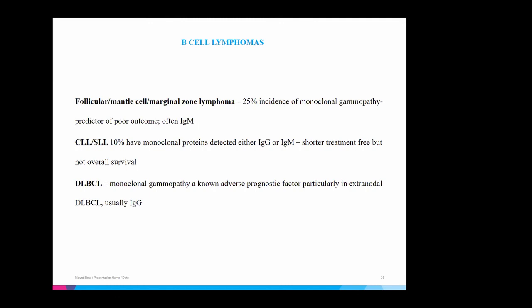Patients with diffuse large B-cell lymphoma may have monoclonal gammopathies, and these are known adverse prognostic indicators in those patients, particularly in patients with extranodal DLBCL. And these monoclonal gammopathies are usually IgG.